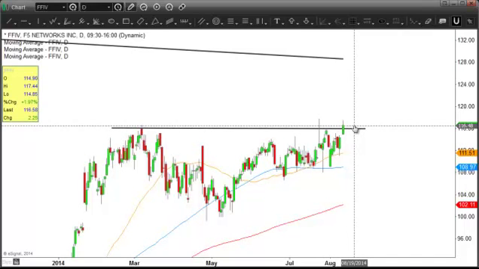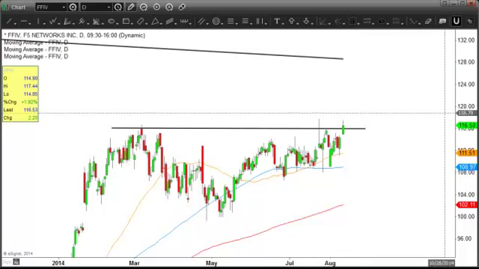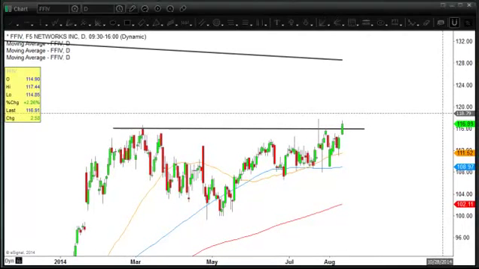So to me, this is a great example of a stock that gives us an entry point on a near-term chart, but a price target on a longer-term chart. Hope this makes sense, guys.